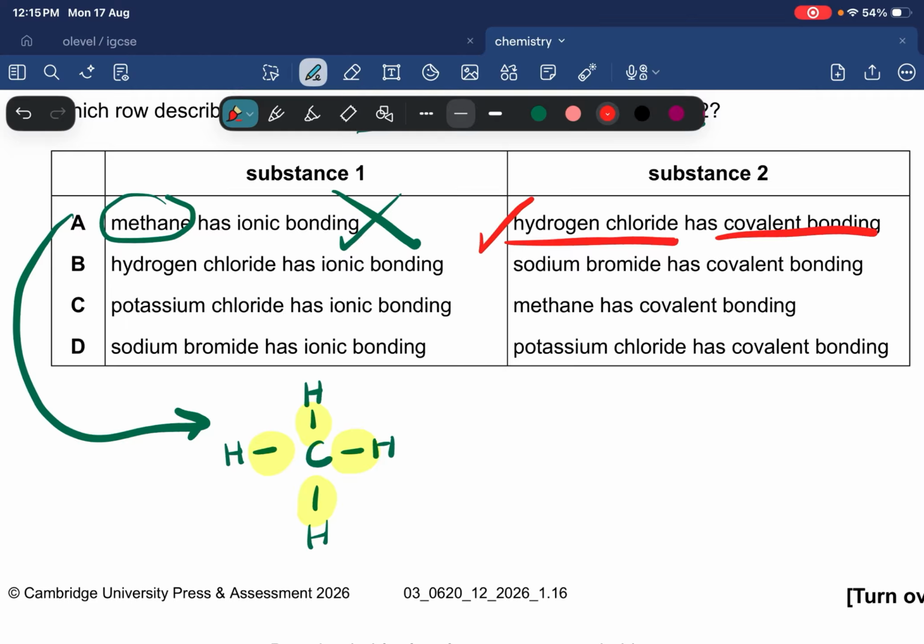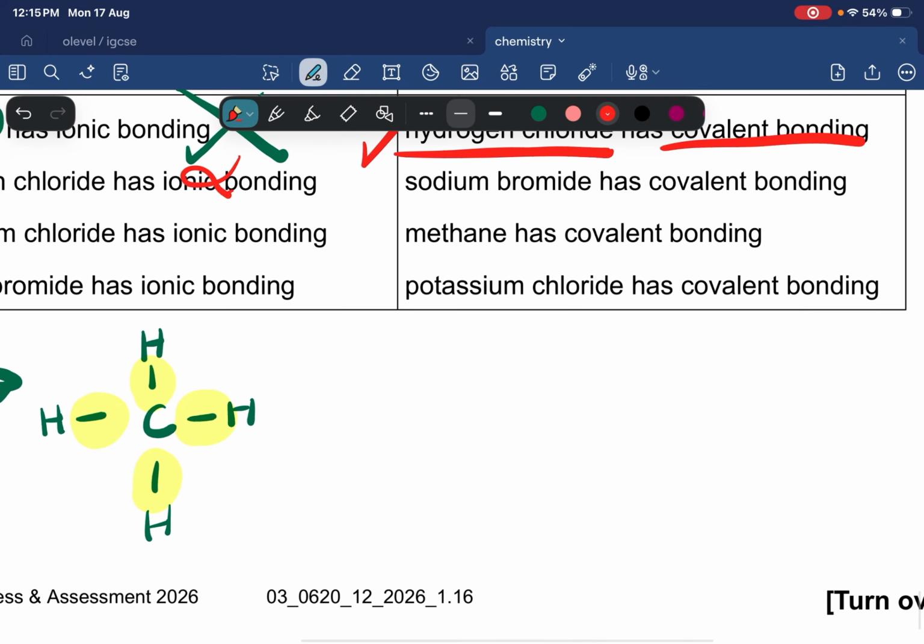That's correct, but we are not going to make option A correct. We cross it out because this one's incorrect. Hydrogen chloride has ionic bonding. No, it is covalent. Now you might think, how come this is P2? Yeah, that's correct.